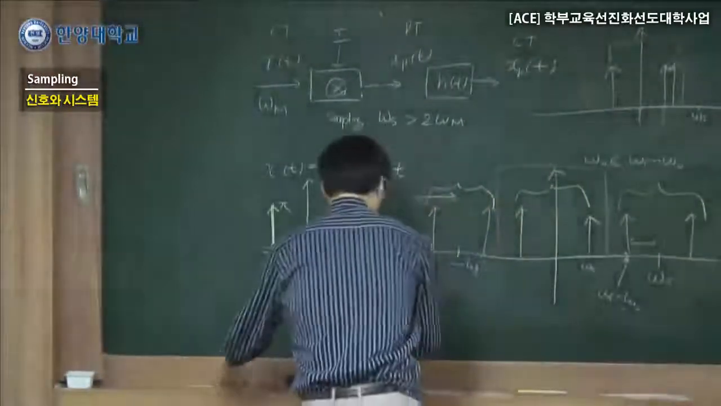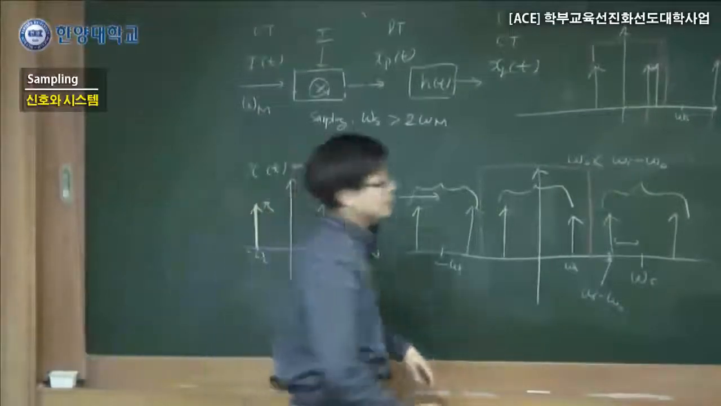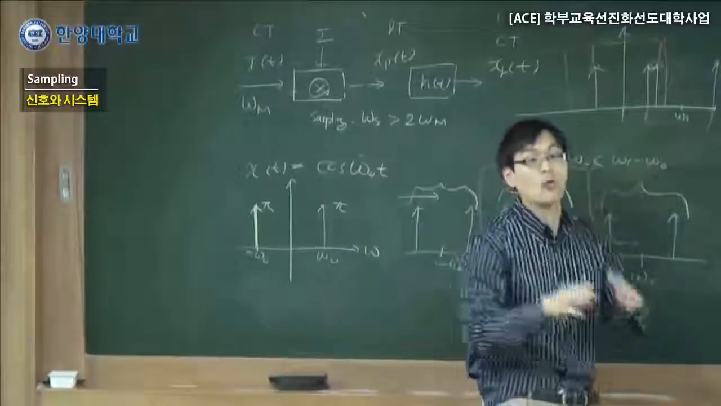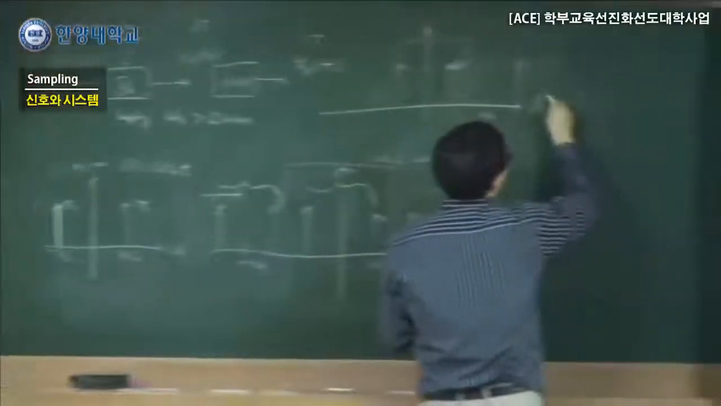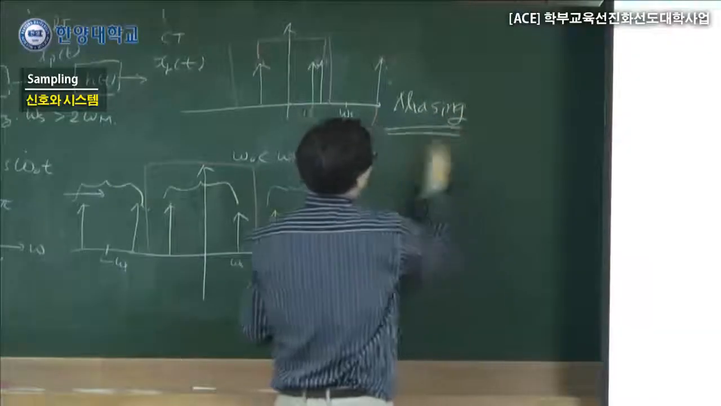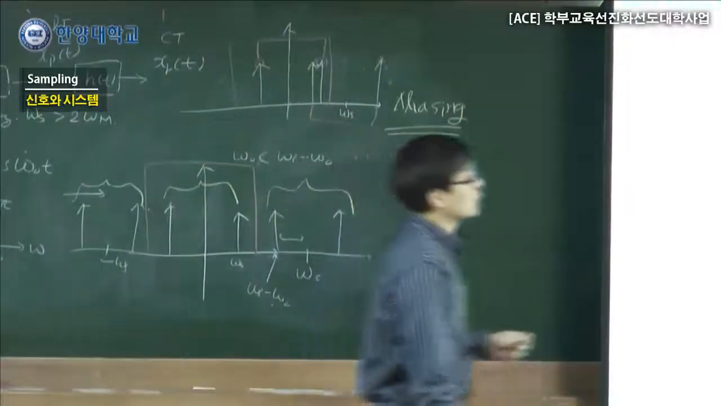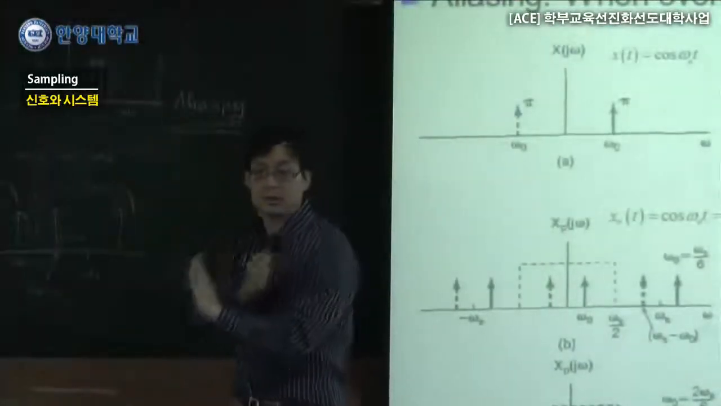Before we move on, I would like to emphasize a name. This one, which began to overlap, which is the problem situation, we call aliasing. Aliasing is when we have trouble. The overlapping happens. That's the case.